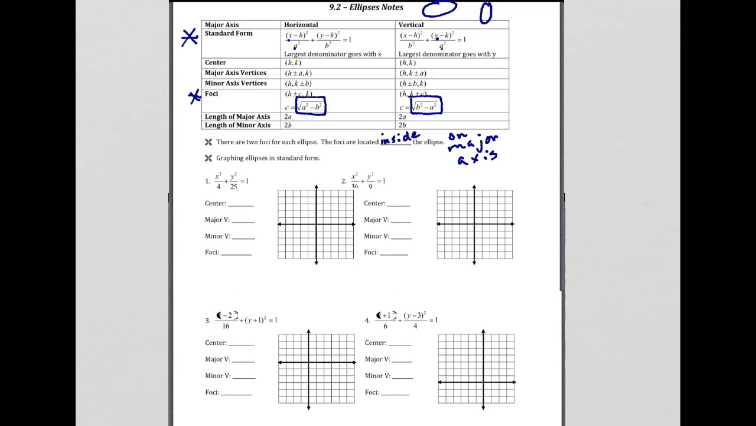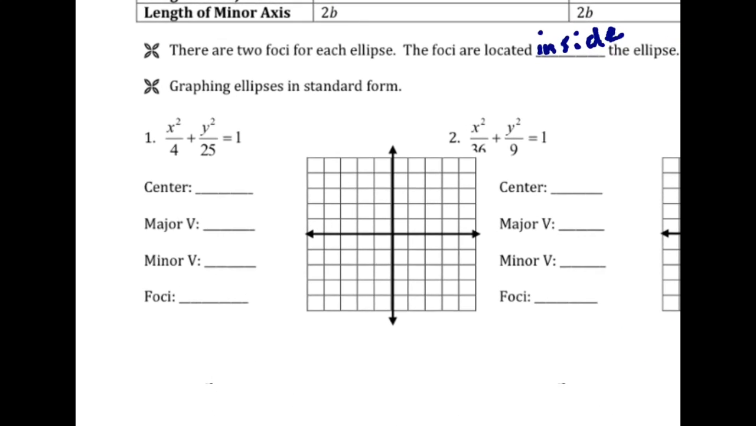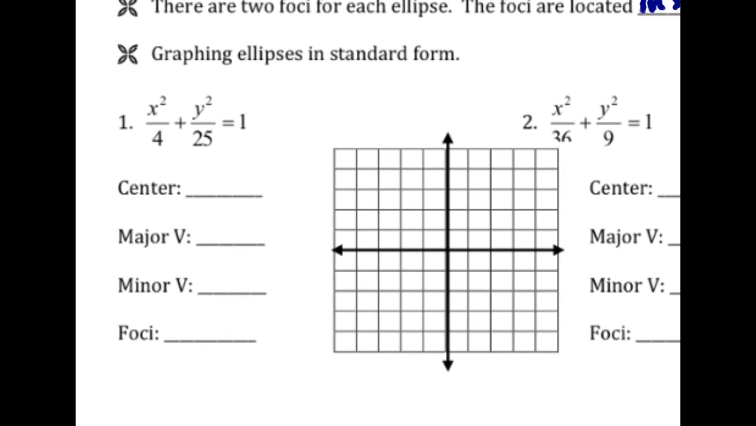Okay, time to look at a couple of examples. Let's take a look here at example 1. Now, the first thing I noticed looking at this one is we don't have any shifts at all. So the numerator is just x squared, just y squared, so that tells us that our center is not going to be shifted, so therefore it's just going to be at 0, 0. Okay, so that's pretty straightforward.